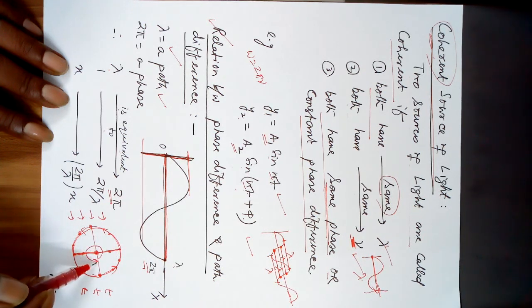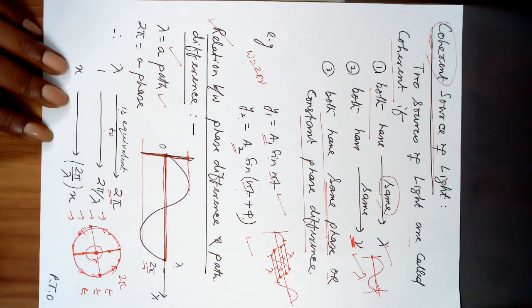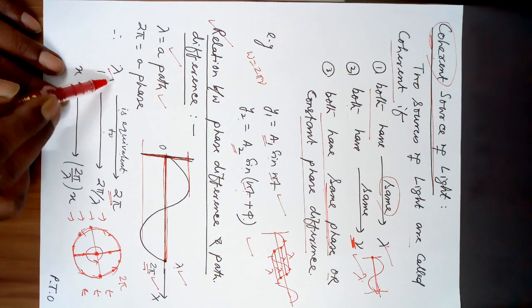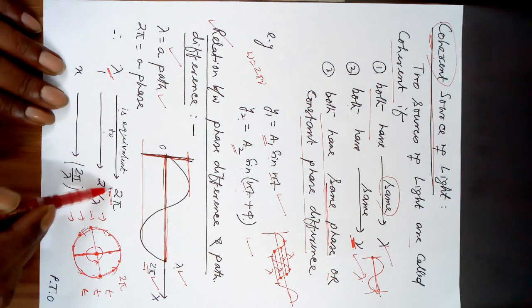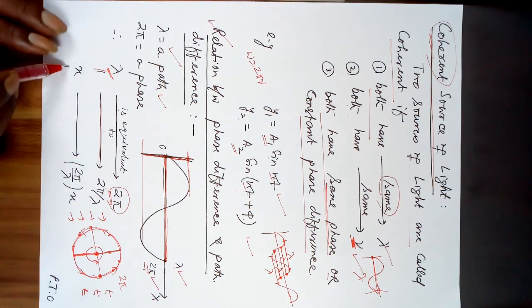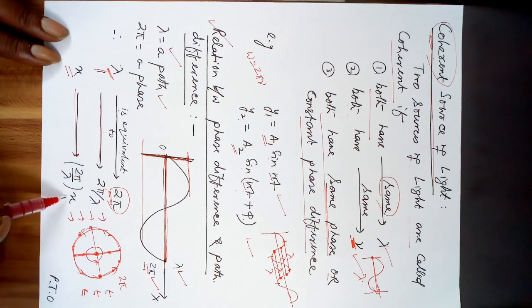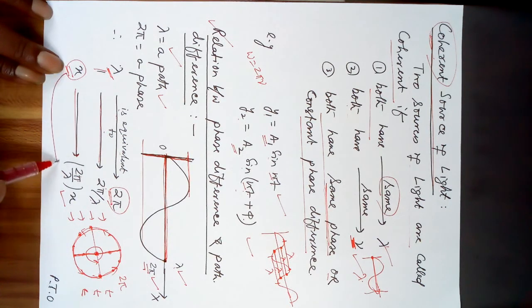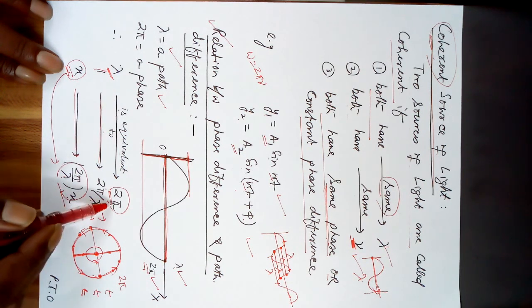Look, this angle is 360 degrees, that is the same thing as 2 pi radian. So lambda is equivalent to 2 pi radian. Lambda, a distance, a path, is equivalent to this much of a phase. So unit distance is equivalent to 2 pi by lambda. So any distance x is equivalent to 2 pi by lambda times x. So given a path difference, how to convert it into phase difference? You have to multiply this x with 2 pi by lambda to get it converted to angle, that is phase.